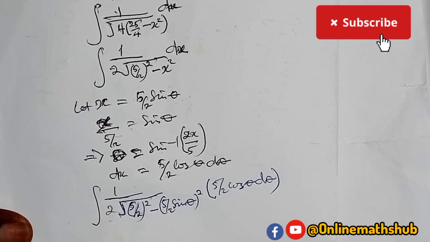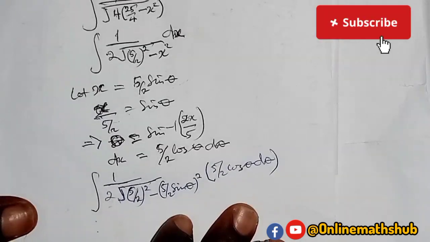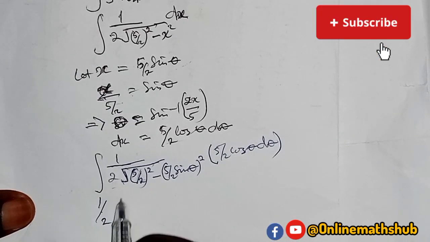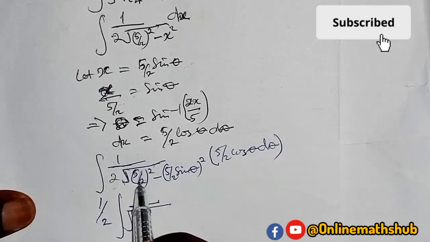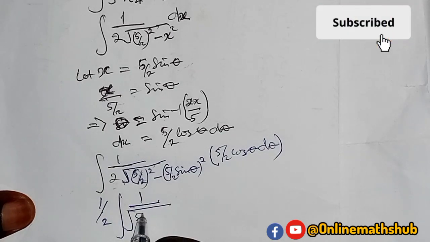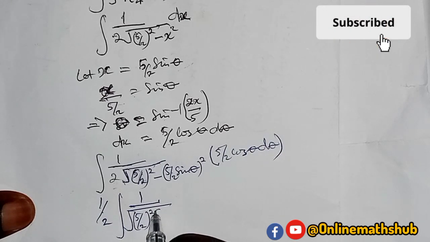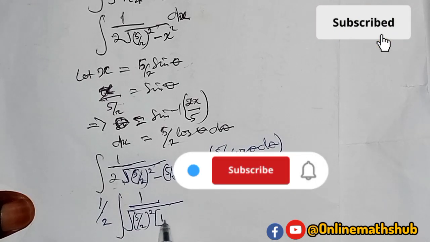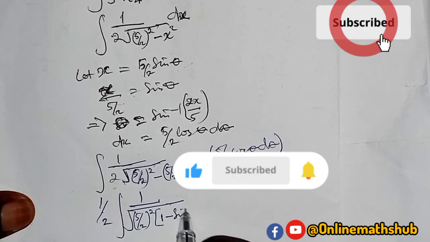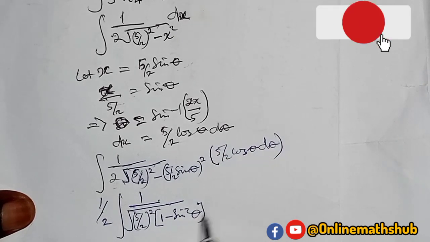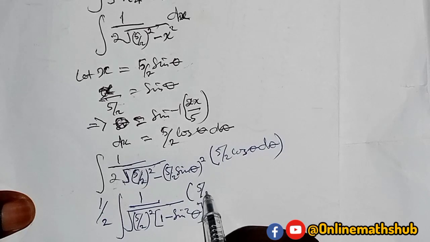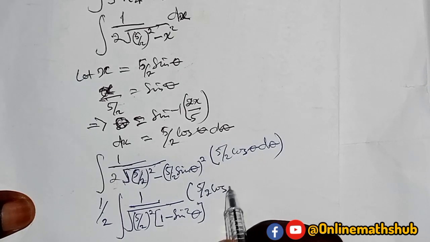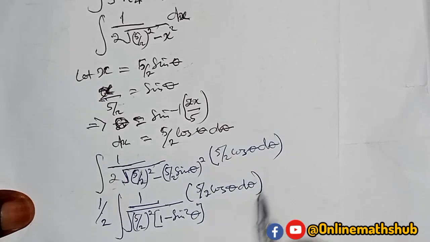I can even bring out this constant. If I do that, this is equal to 1 over 2 integral 1 over the square root of, and I can also bring out this 5 over 2 squared. What will be left here is 1 minus sine squared theta. And then it's also multiplied by the dx here, which is 5 over 2 cos theta d theta.